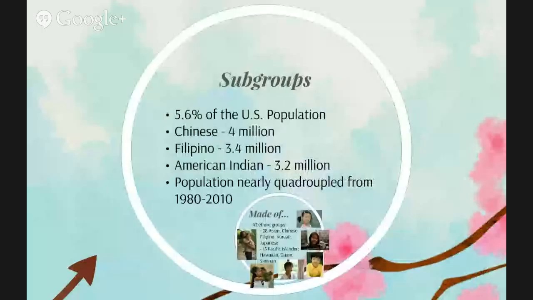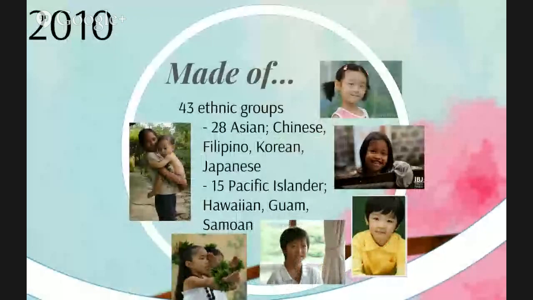So we're going to go ahead and look at the subgroups of the Asian American culture, which makes up 5.6% of the U.S. population. The Chinese are the largest of the subgroups with 4 million citizens, and then second is the Filipino Americans with 3.4 million citizens. Then third, the American Indian population, which is 3.2 million. And something cool to remember is that from 1980 to 2010, this population tripled.